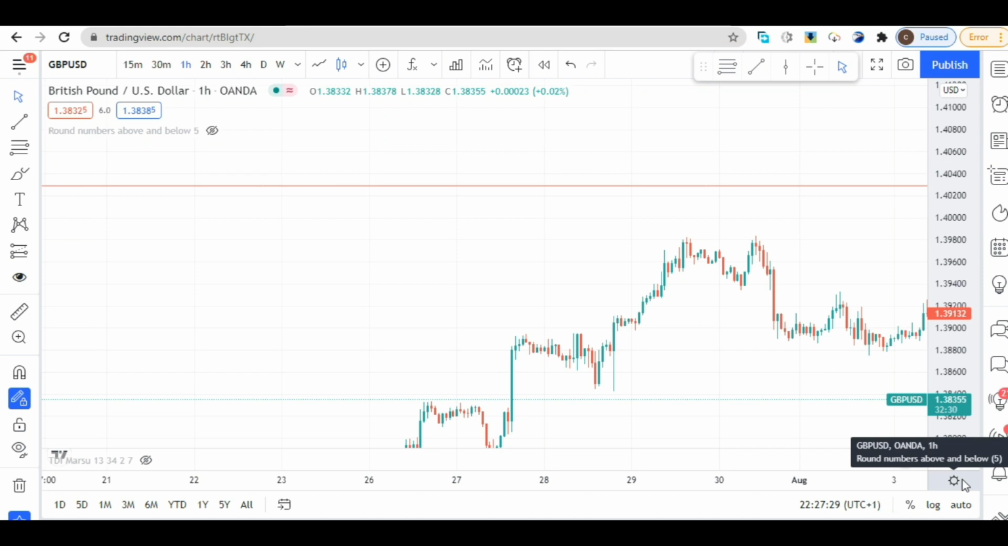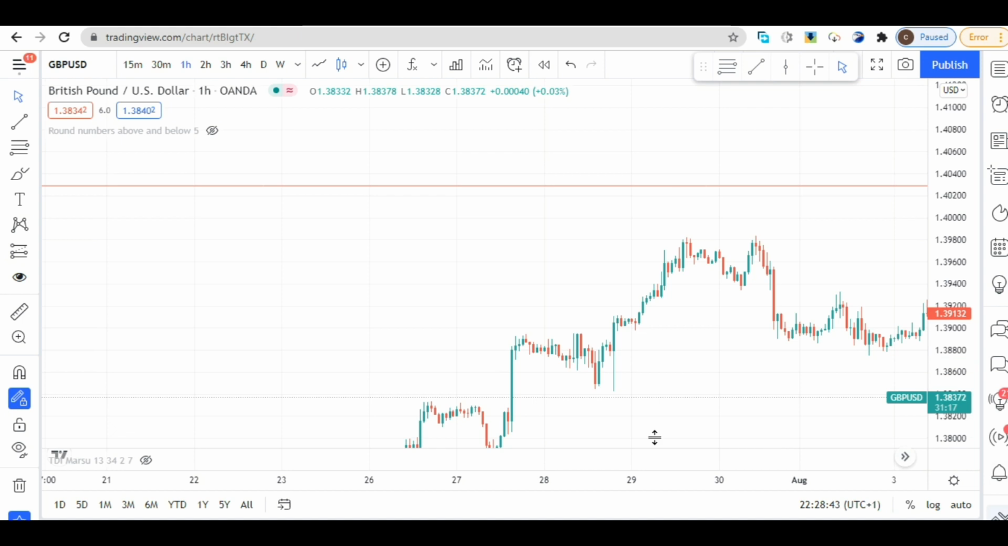So we talked about reversal patterns. Now let's try and identify some reversal patterns on our chart. Hello guys, currently I'm on the TradingView platform, and you can see on my chart I've opened GBPUSD. I'm on the 1 hour chart of the GBPUSD, and we'll be identifying some reversal patterns on the chart. Let's get into it.